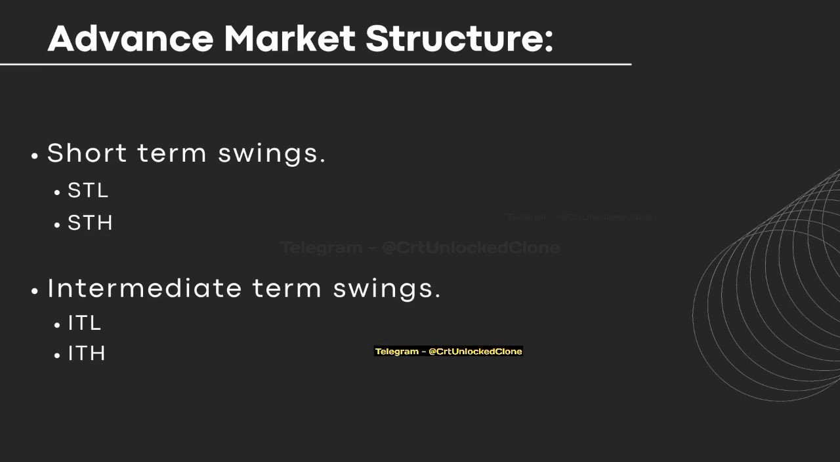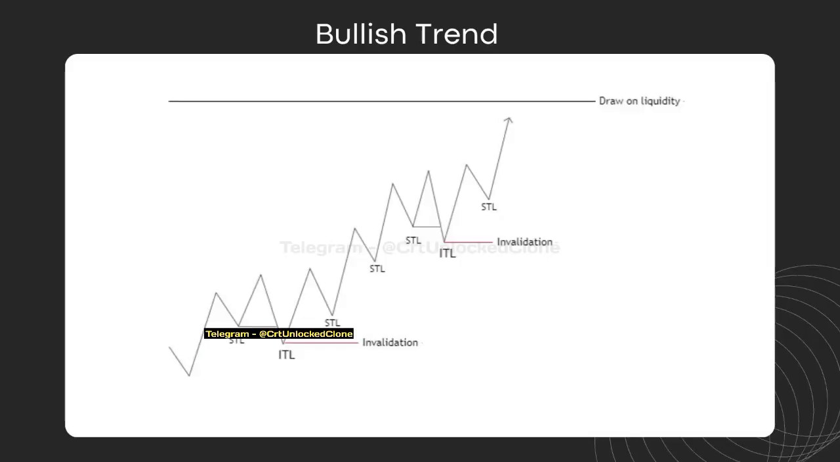So inside short-term swing points, we've got short-term highs and short-term lows. And with the intermediate swing points, we've got intermediate-term lows and intermediate-term highs, right? Now we're going to accurately define what each of them means and how we can classify them. But you need to remember that these are the main aspects and key elements which make up advanced market structure. So right here we've got a bullish trend or an uptrend, and our drawn liquidity is higher, right? That's the framework we're working with.